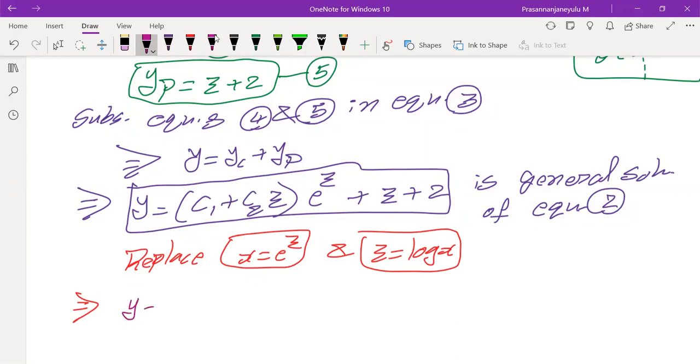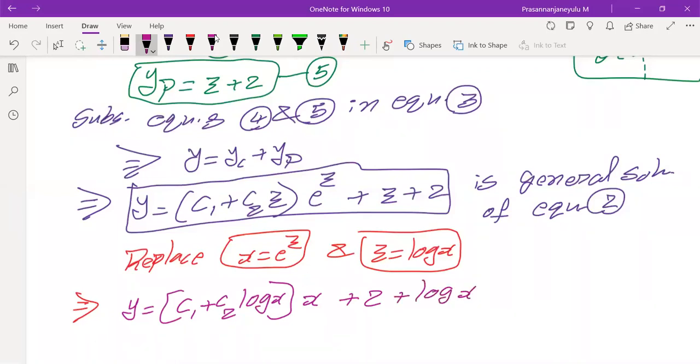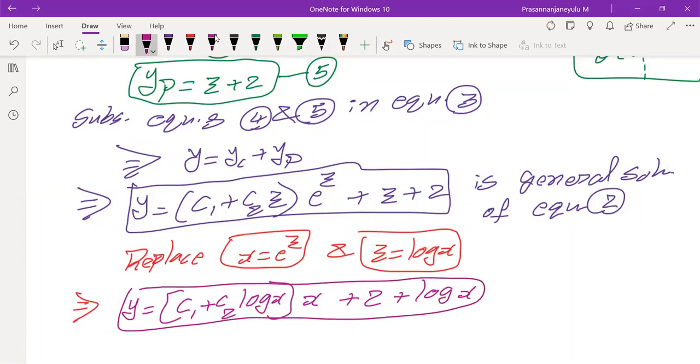y is equal to c1 plus c2 into, what is the z value? Log x. Into, what is the e power z value? It is x. Plus 2 into z, and z is nothing but log x. This is the general solution of the given differential equation number 1.